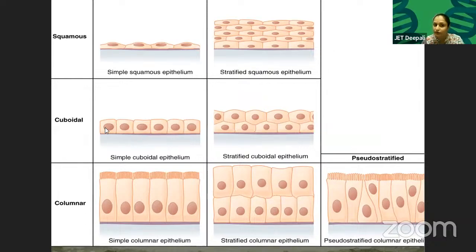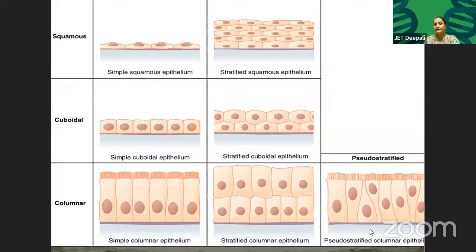Simple cuboidal, cube-like shape. You can see here the cube-like shape. If more than one layer, then stratified cuboidal. It means to become a stratified tissue, there has to be more than one layer. Columnar: these are columns, brick-like shape. Cilia are present. If more than one layer, stratified columnar epithelium.